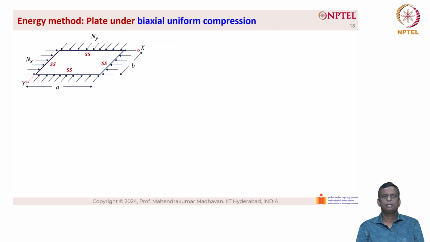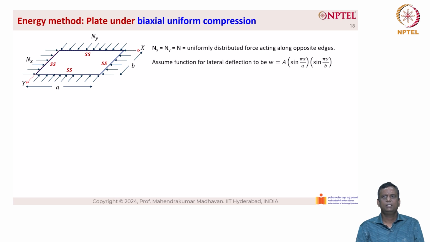So this is the plate under biaxial uniform compression, as you can see here. Similar to the previous problem, the plate is simply supported on all 4 sides, except that the loading is in both directions, not uni-axial compression but biaxial uniform compression. Here we make the assumption that Nx equal to Ny equal to N, which is uniformly distributed force acting along opposite edges. Let us assume the deflection function to be A into sin pi x by a into sin pi y by b, which is the same as the previous one.